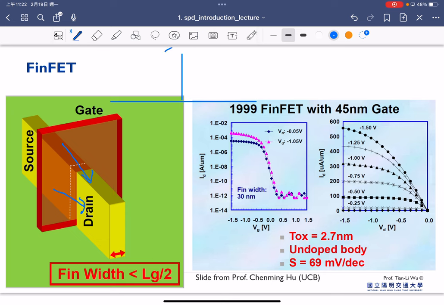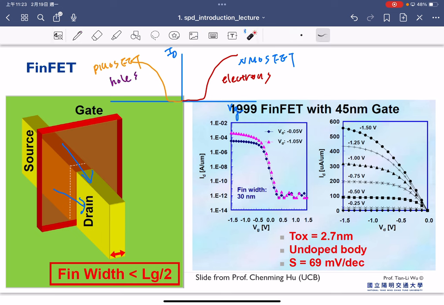So if you look at the drain current versus the gate voltage, previously we mainly used the NMOS as an example. That means this is a MOSFET, and the MOSFET mainly uses electrons as the carrier transport. On the other hand, we can also apply a negative gate bias in the case of an n-type substrate, and this is what we call the PMOSFET. In the case of the PMOSFET, the carrier here is the holes. So that's why this curve is similar to this one, because this work was done on the PMOSFET here.